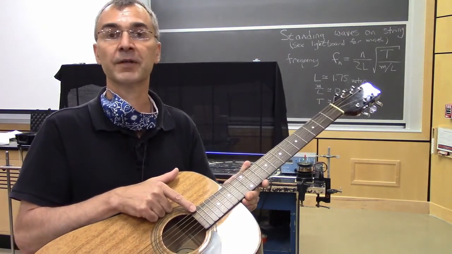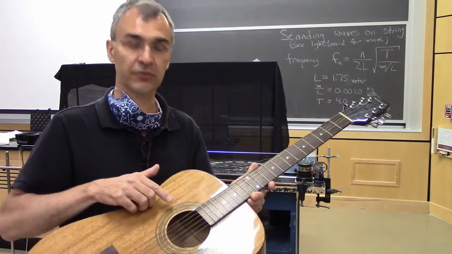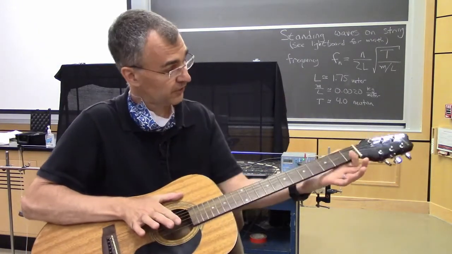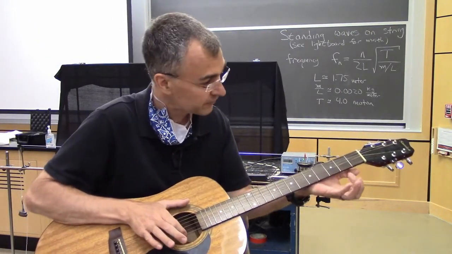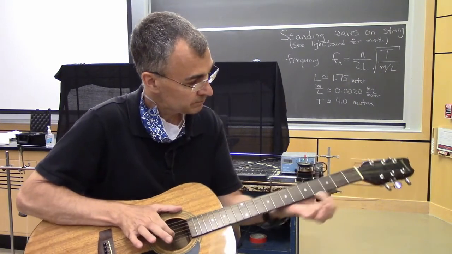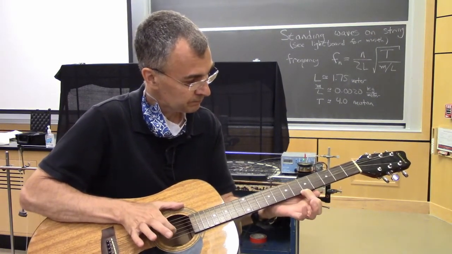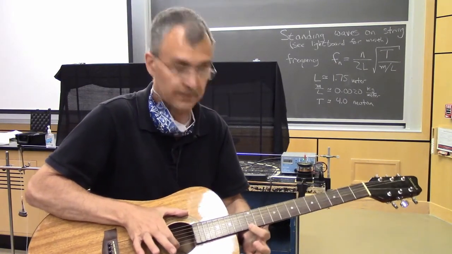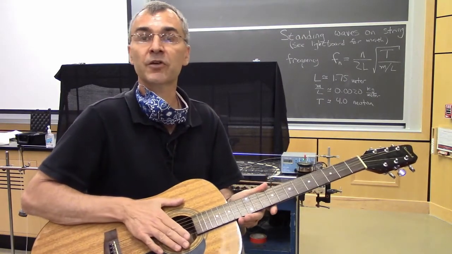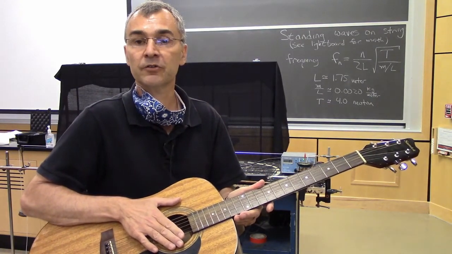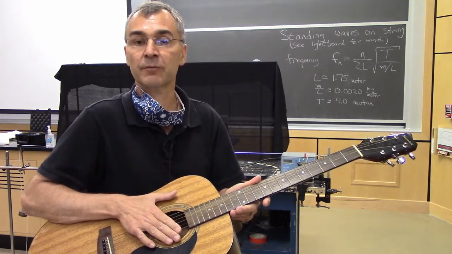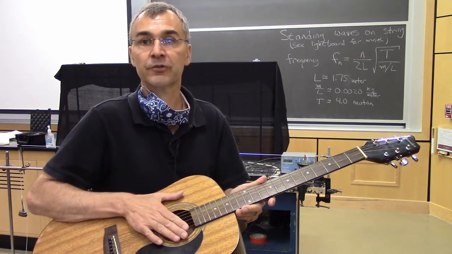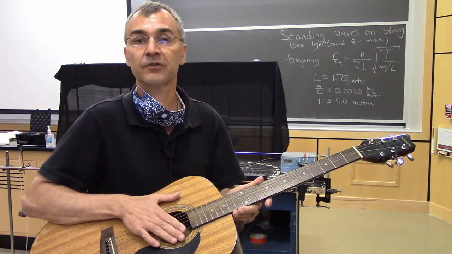So if I make L smaller, the resonant frequency should become higher. And I think you can see that happen. I really don't know anything about guitars, but I'm going to try to play a major scale. What I'm doing as I'm going up is making the length of the same string smaller and smaller, and by doing that, I'm making the fundamental frequency for what's left of the string bigger and bigger, because that length is downstairs.